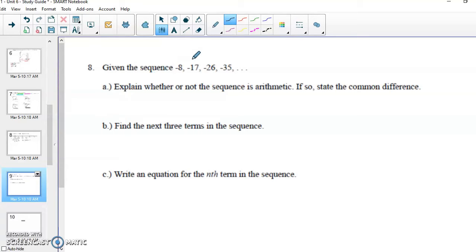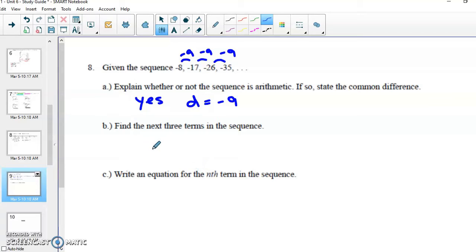Given the sequence -8, -17, -26, and -35. Explain whether or not the sequence is arithmetic. If so, state the common difference. So what we're looking for is, does this go up or down by the same number? And this one does. It goes down by 9. So this would be yes, and the common difference is -9.